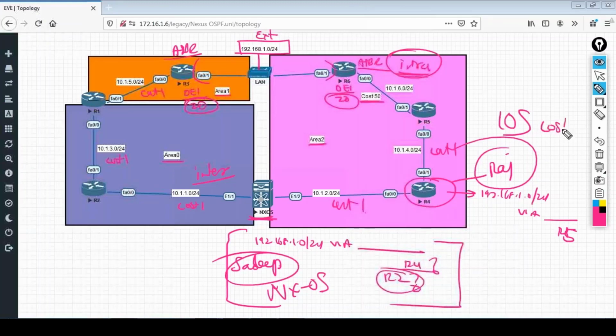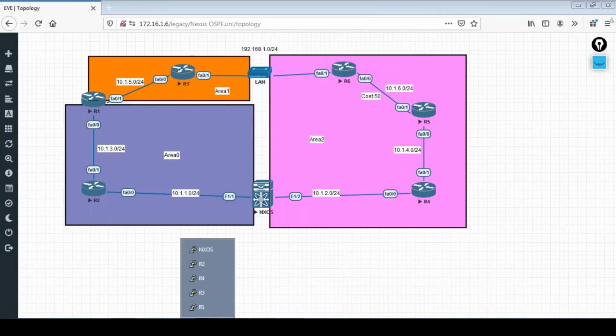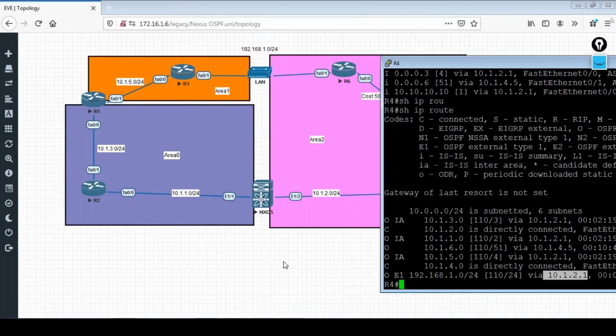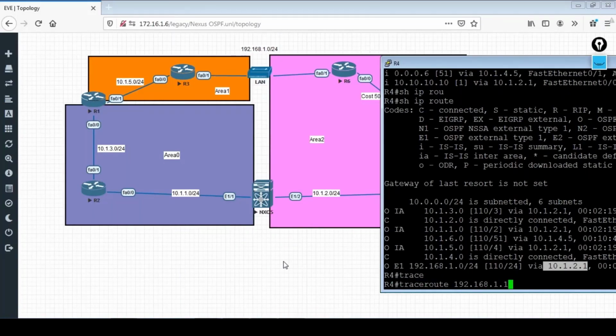iOS is purely depending on the cost factor. NXOS is depending on the factor of intra and inter. It says intra is better than inter, simple. Now what is happening in your network? A loop is going to happen right now here. If R4 wants to reach the network, say imagine I go to R4 and I try to do a traceroute. I would like to reach 192.168.1.1 for an example.